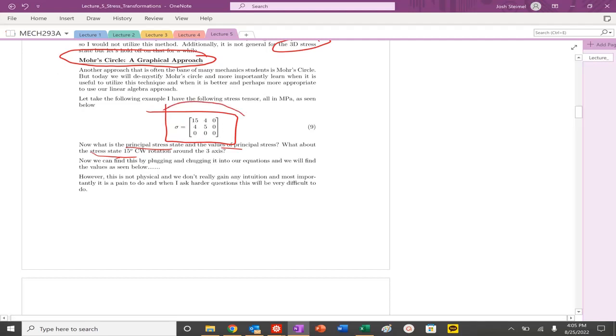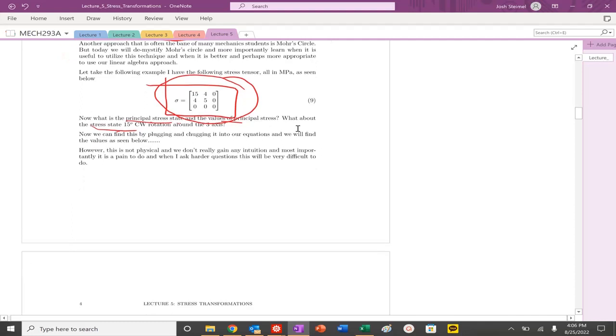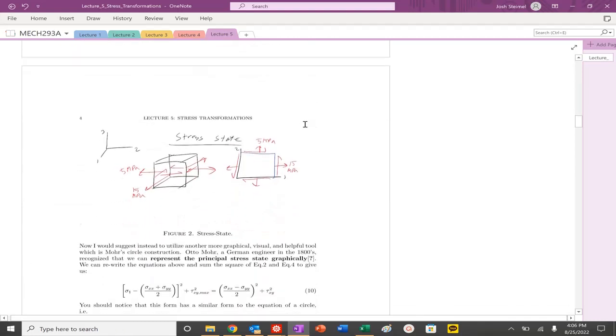So let's look at this stress tensor right here. I want to answer the questions: what is my principal stress state? And the angle to get to that stress state, because we're not in principal stresses, because there's shear stress here and shear stress here. This is plane stress in the 1-2 plane. What are the values of my principal stresses? What about the stress state at a 15 degree clockwise rotation around the 3-axis? So basically rotating around there. And then what about my maximum shear stress and the angle to get to there? So let's go ahead. We don't want to do the plug and chug.